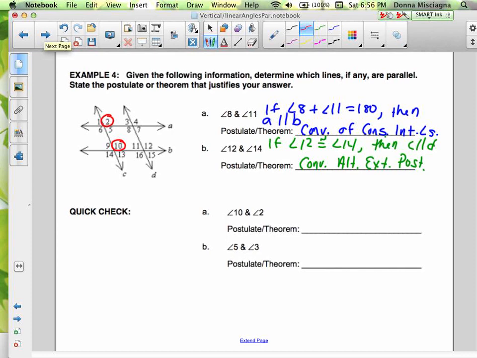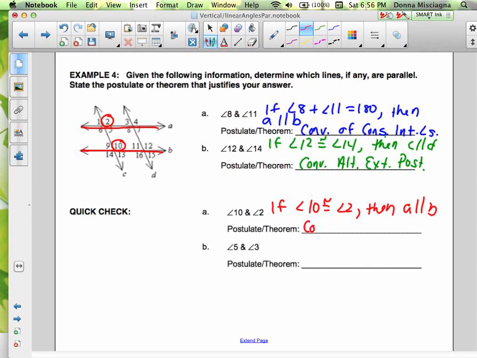All right, so what kind of angles are those? They're on the same side of our transversal, line C there. And they're in the same position on lines A and B. So if angle 10 is congruent to angle 2, then the lines that they're above, line A, would have to be parallel to line B.